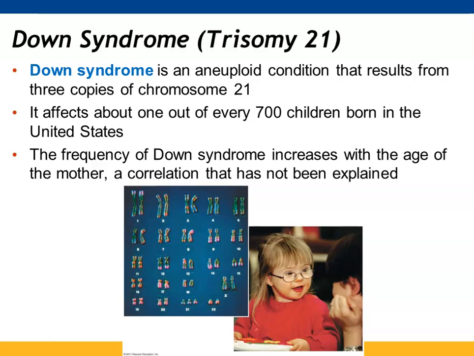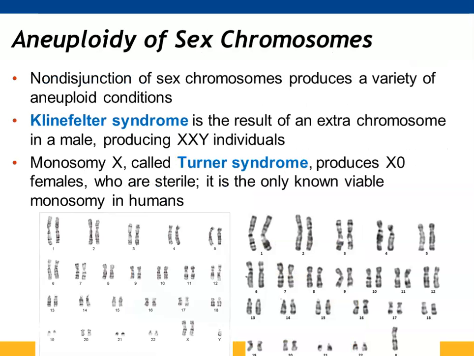One possibility has to do with the age of the eggs, because those have been present in a female since they reached the point where they were able to produce offspring. But there's a lot more work to be done in that regard. We also have aneuploidy with sex chromosomes. And there's many different types of aneuploidy you can have with sex chromosomes.